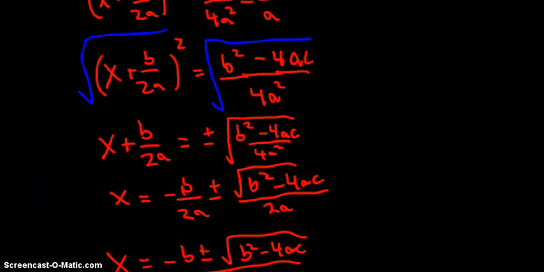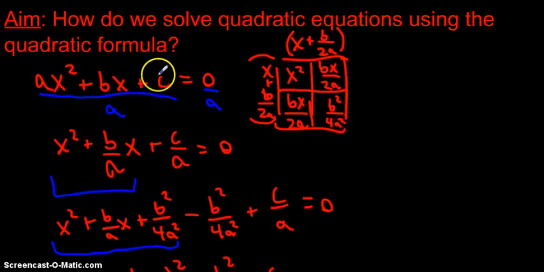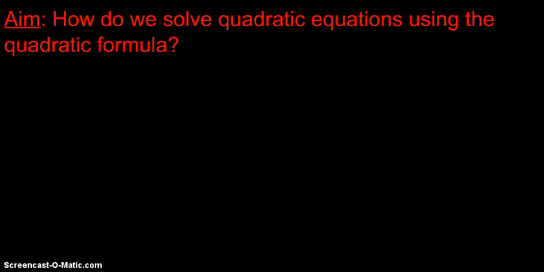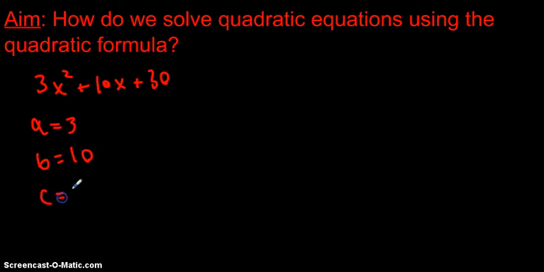Alright, so this is the formula. You can write it down, of course. Alright, let's erase that. So here's an example. I'm just making this up off the top of my head, so it's not supposed to have a good solution. So this is going to be 3x squared plus 10x plus, I don't know, 15. Not even, 30. Make it bigger. So a is equal to 3, b is equal to 10, c is equal to 30.